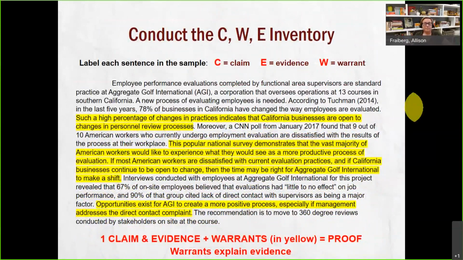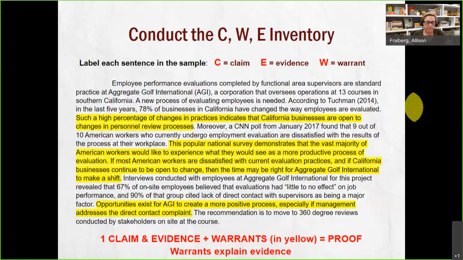Here, what I've added are the missing warrants. So it's the same paragraph as we just read, except now I've added explanation of the evidence. Okay, you don't even have to worry about the word warrant. You just need to think, okay, here's a piece of evidence. Now I need to tell you how that piece of evidence led me to my decision.